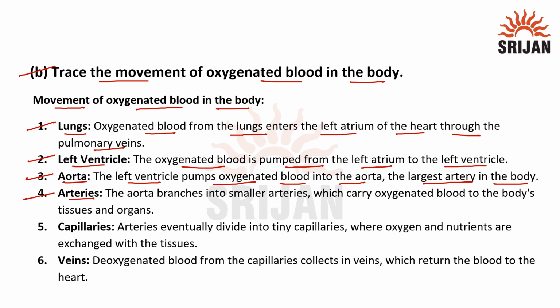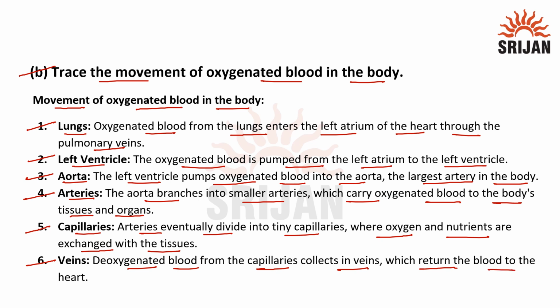Fourth, arteries. The aorta branches into smaller arteries which carry oxygenated blood to the body's tissues and organs. Fifth, capillaries. Arteries eventually divide into tiny capillaries where oxygen and nutrients are exchanged with the tissues. Then veins, deoxygenated blood from the capillaries collect in veins which return the blood to the heart.